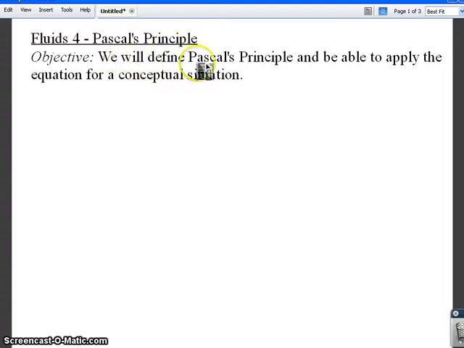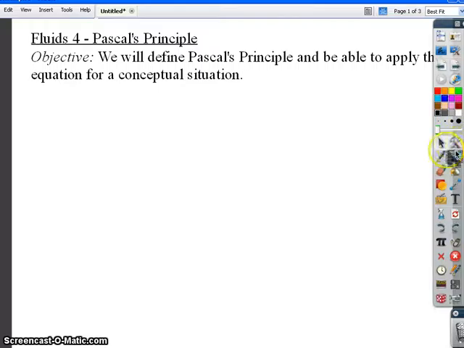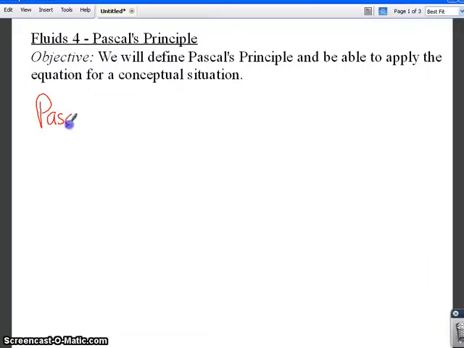Today we will be able to define Pascal's principle and be able to apply the equation for a conceptual situation. So we're not going to do any math today. We're just going to look at what Pascal's principle is and then kind of look at what that means in real life. So Pascal's principle, let's define it.